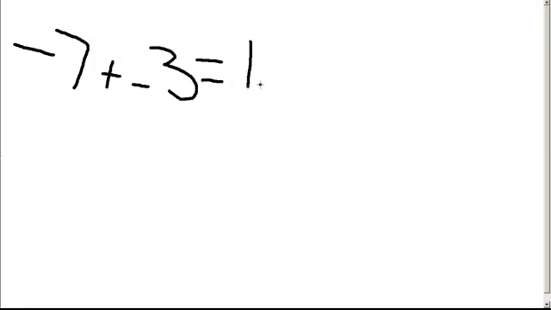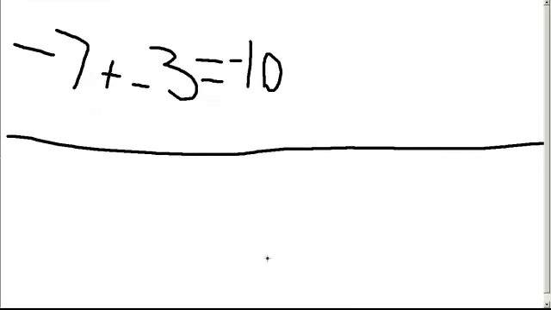Let's say we have -7 plus -3. Since they have the same sign, it's a lot easier. So all you do is you add 7 and 3 for a total of 10. Then you keep the sign, which is negative. So the answer has to be a negative. The answer is -10.